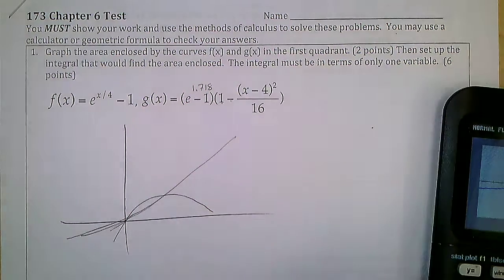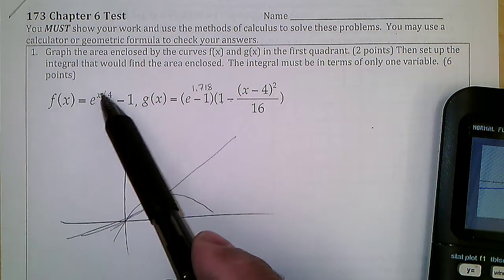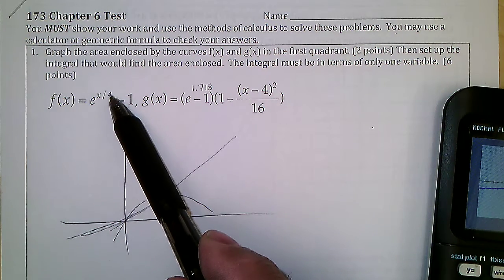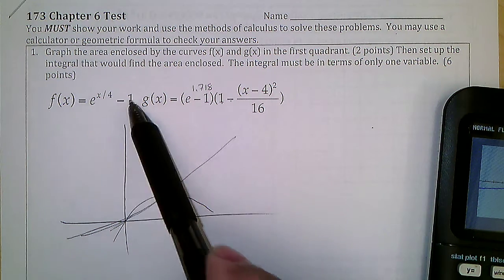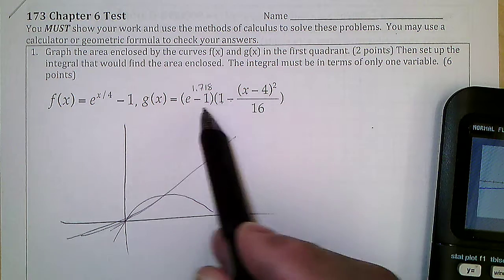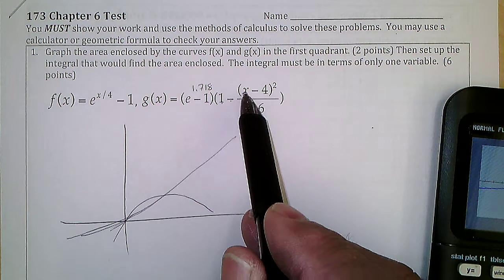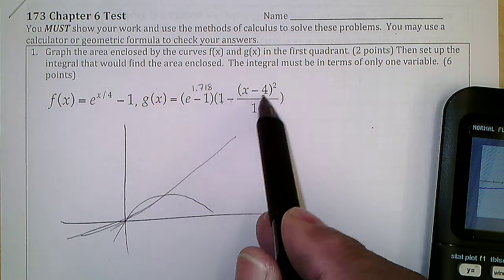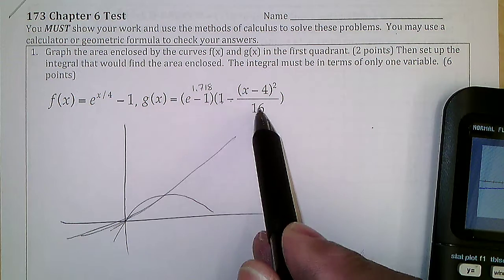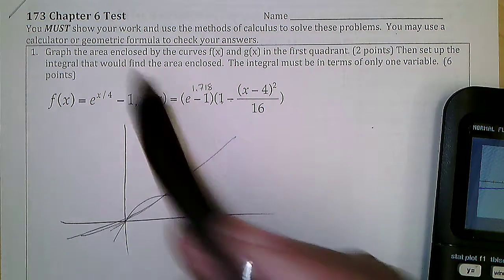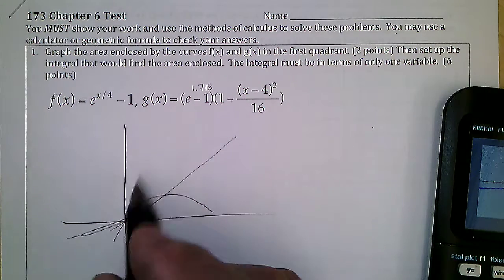Let's check that out. If I put 0 in here, 0 divided by 4 is 0. E to the 0 is 1. 1 minus 1 is 0. And this one, if I put in 0, I get 4 minus 4 squared, 16. 16 divided by 16 is 1. 1 minus 1 is 0 times anything is 0. So they go through 0, 0.